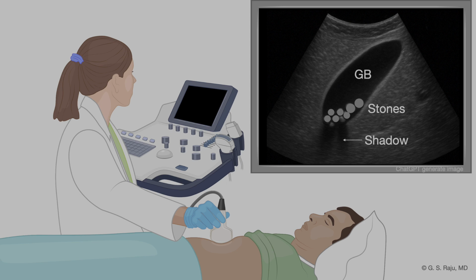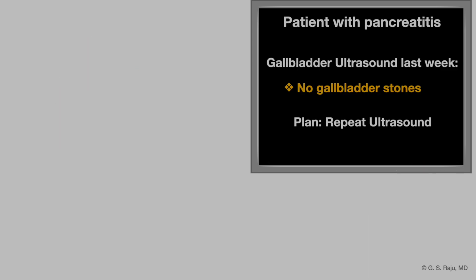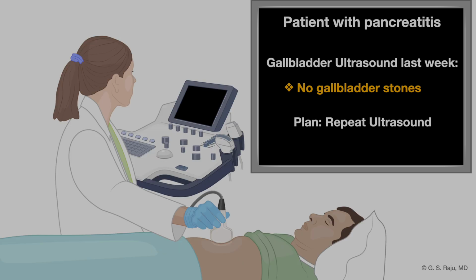Say, for example, you performed an ultrasound and you did not see any gallstones, but this is a woman or anybody coming in with pancreatitis. If the initial ultrasound did not show stones, it is important to repeat the ultrasound a week later. That might show stones, because if the patient has gallstone pancreatitis and you missed the diagnosis and you did not perform cholecystectomy, the patient will come back again with a much more severe problem.